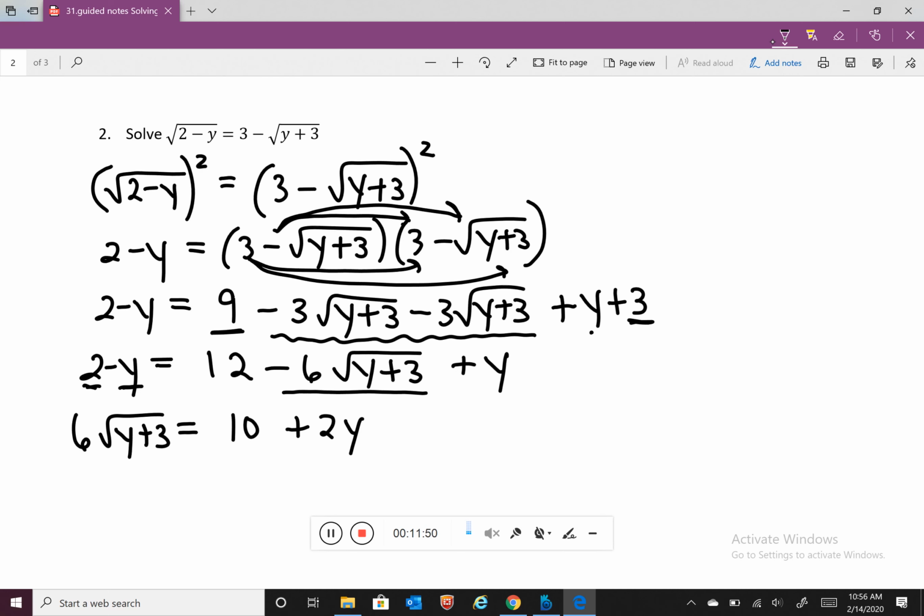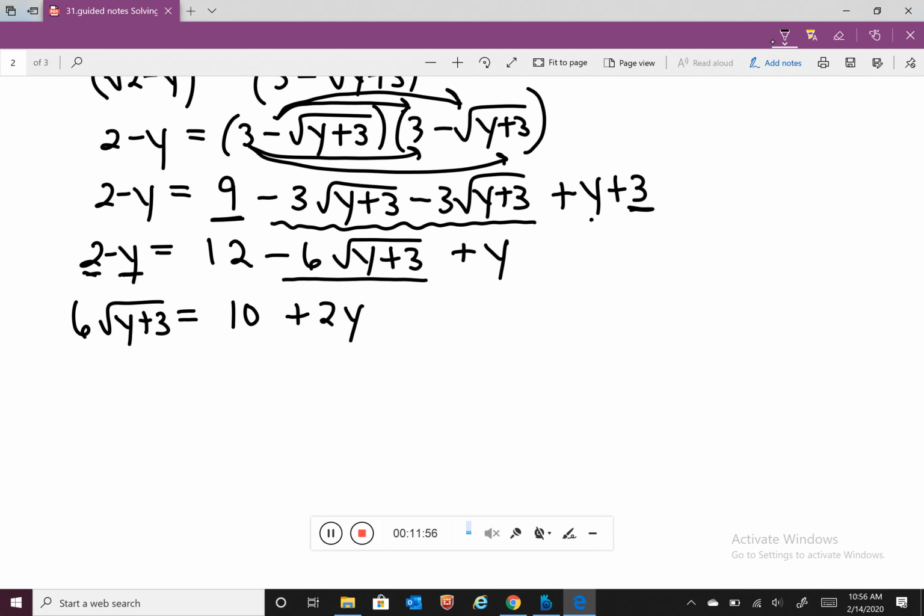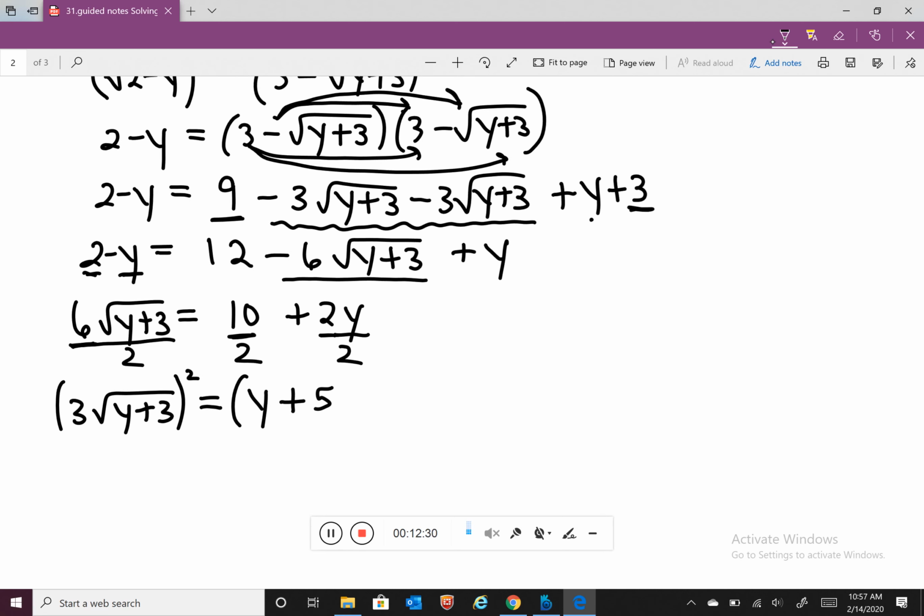Now there's another thing that we can do here to make our life easier, and that is to notice that we have a 6, a 10, and a 2, all of which have a factor of 2. So I'm going to divide everything by 2. So we're going to divide this by 2, this by 2, and this by 2, giving us 3 times the square root of y plus 3 equals 5 plus y, also known as y plus 5. And now we're ready to square each side.